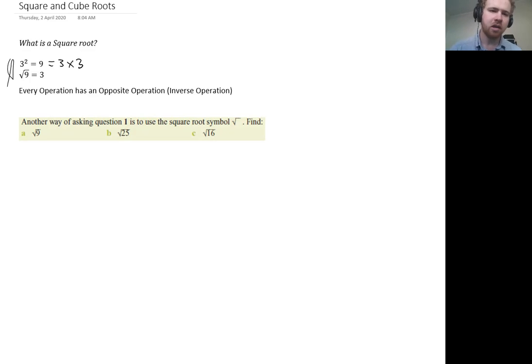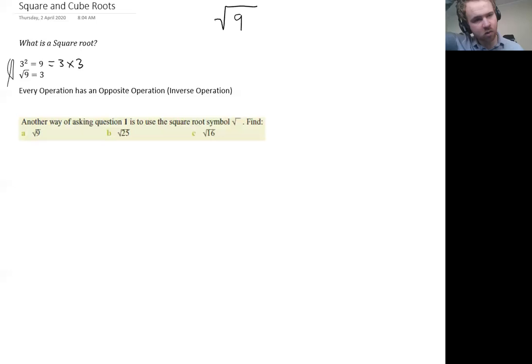Now you can see here, there's this funny symbol. It kind of looks like the divide symbol that you might have used when you're doing division, but it's a bit different. It's got that little front bit here. So the way that we draw that is we go like that. And so we're talking about the square root of 9. When you see that symbol, it means square root.